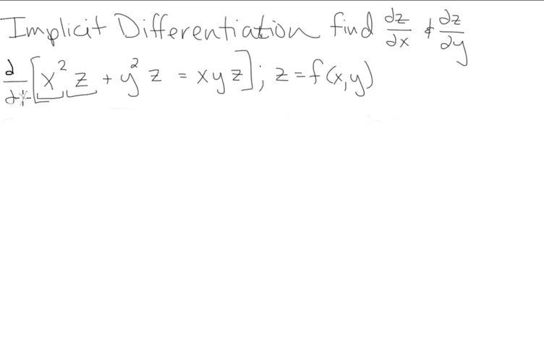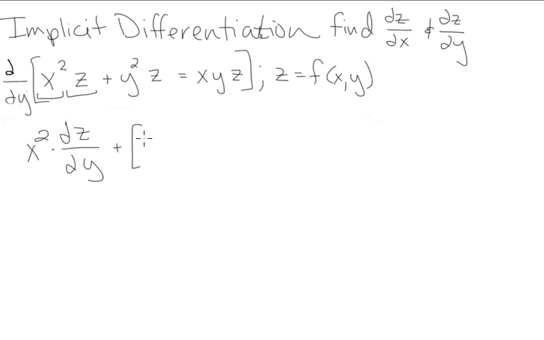The process taking the partial with respect to y is very similar. Here, now the first term has only the z as a function of y, so I treat the x squared as a constant times, I don't know what the derivative of z is, so I just write it down dz dy, plus the second term is a function of, both of the terms y and z are functions of y, so I need to use the product rule.